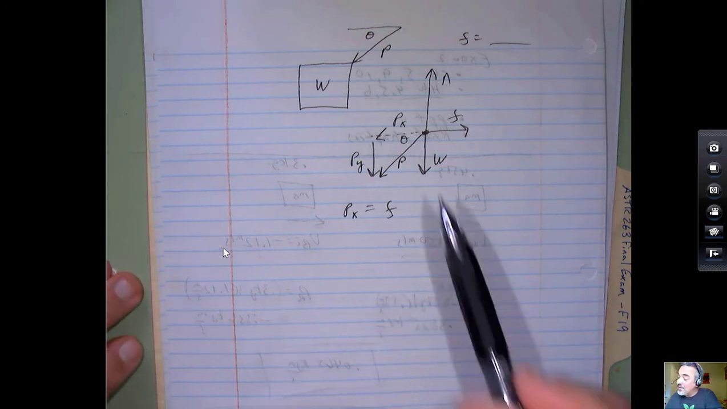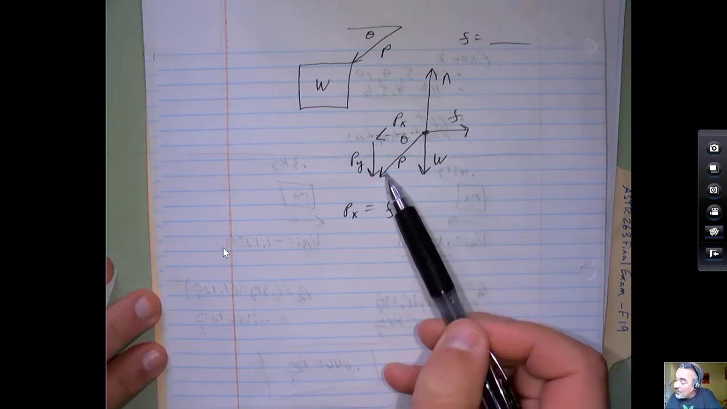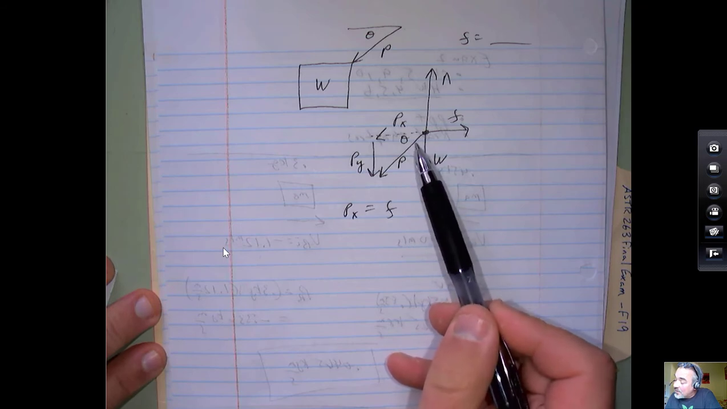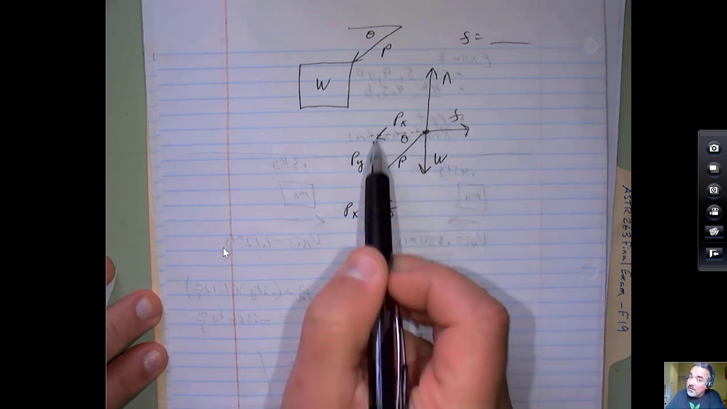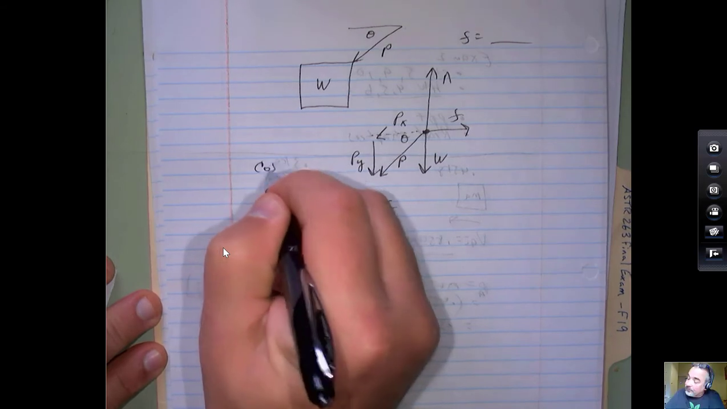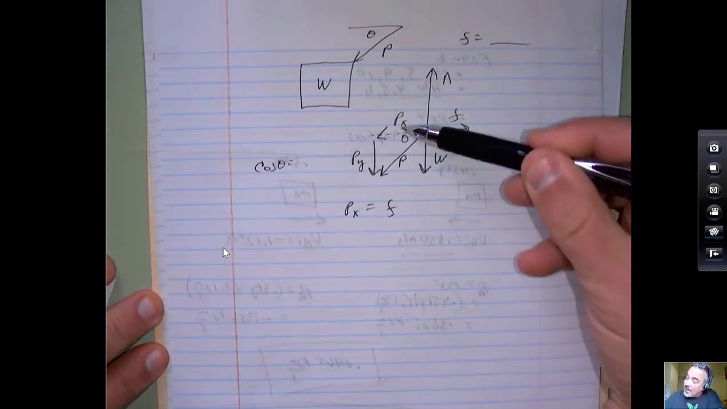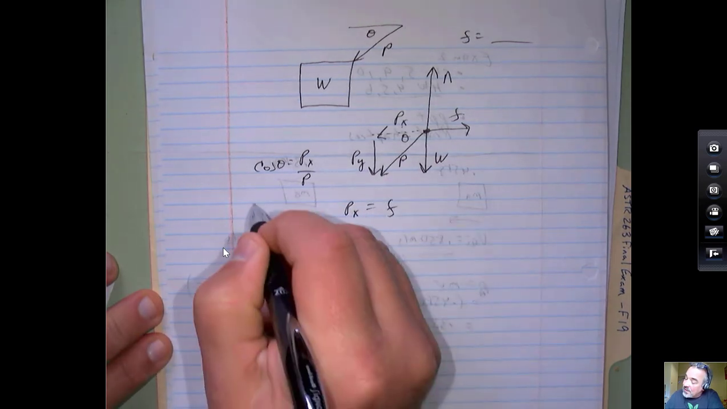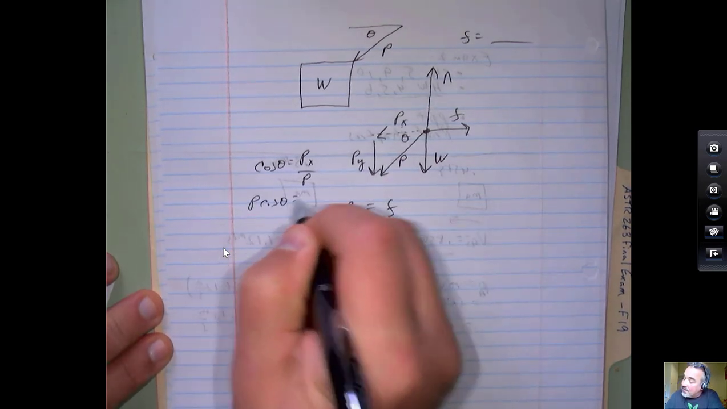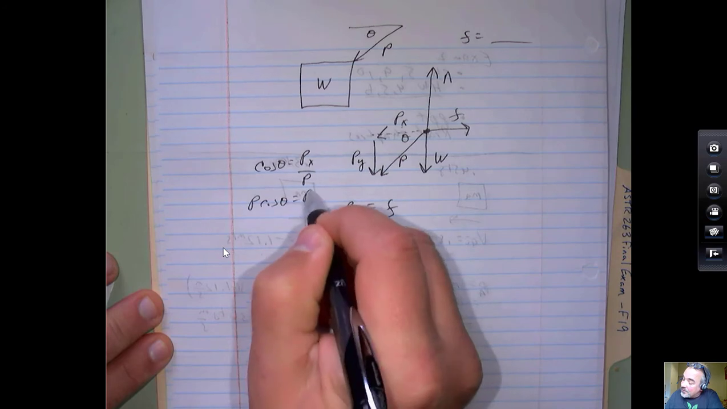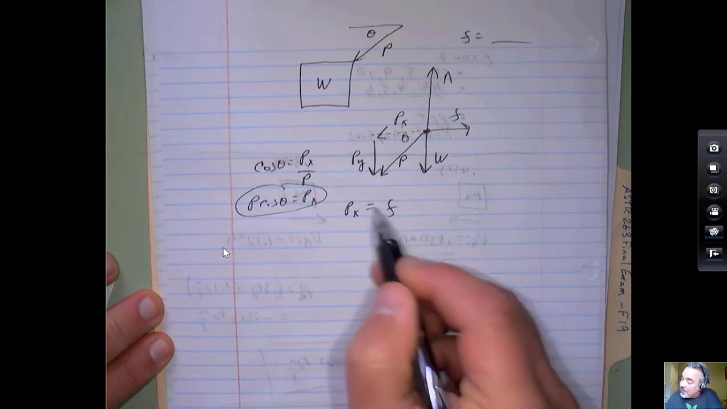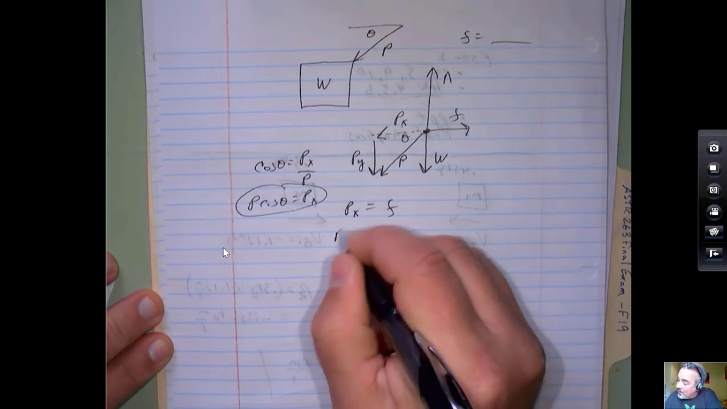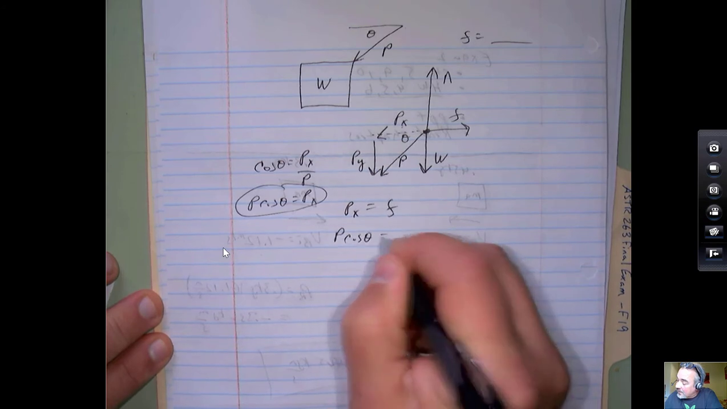So let's take a look at this triangle. Maybe we can do something with this. It looks like the cosine of theta, from this triangle, the cosine of theta, that's the adjacent side, is Px over P. So P cosine theta is equal to Px. And I could take that and plug it in here, and then I have the answer in the same form. So P cosine theta is equal to friction.